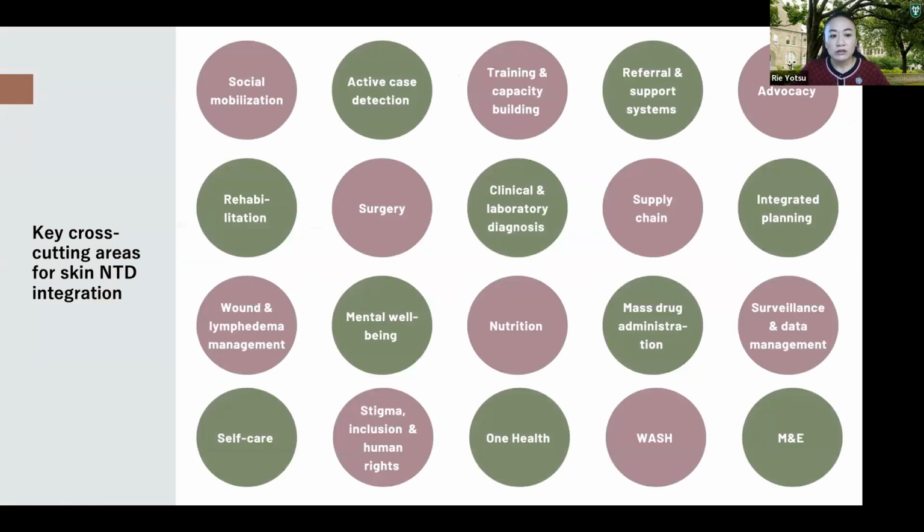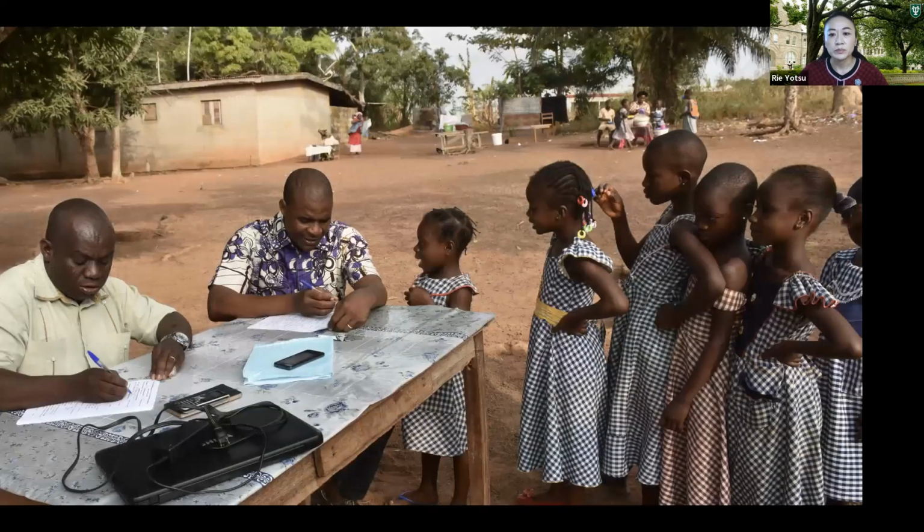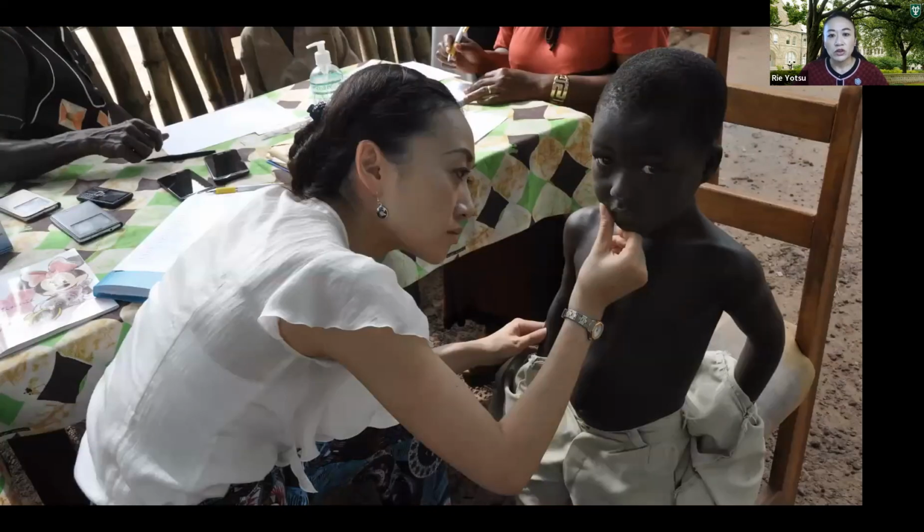The slide is showing the 20 key cross-cutting areas which were identified through the development of the SkinNTD framework document. I'm not going to go through all of them since there are many, but if you're interested, you can go to the document and read about them in more detail. Here, I'd like to introduce these areas: social mobilization, active case detection, training and capacity building, surveillance, and data management, through the projects I do in Côte d'Ivoire, a country of Western Africa.